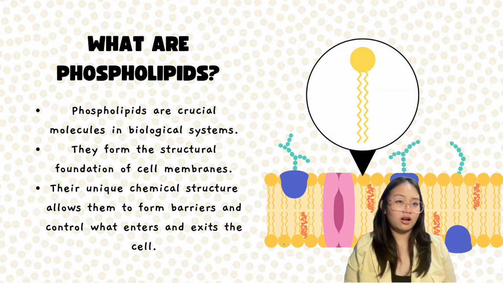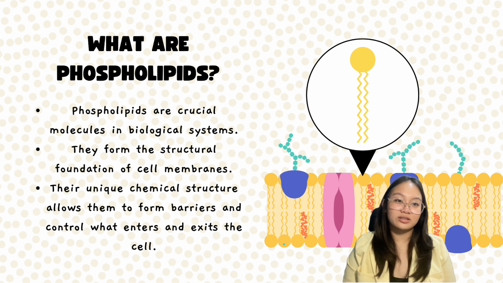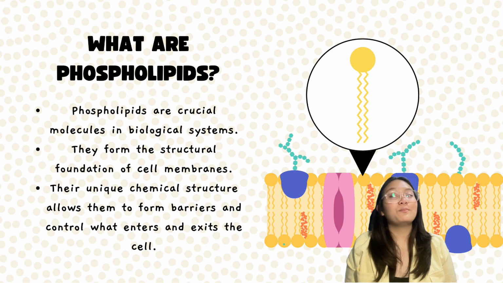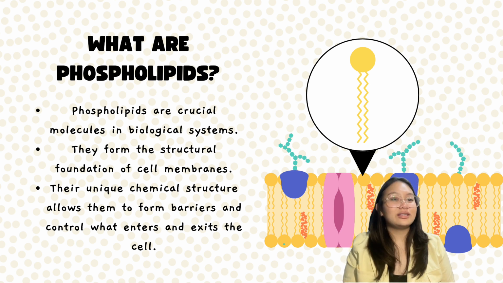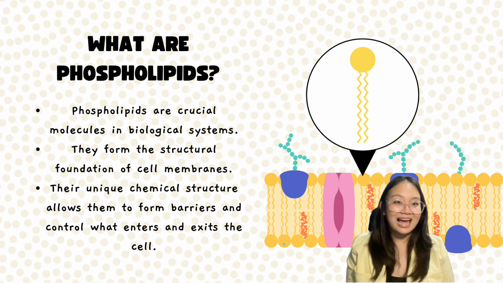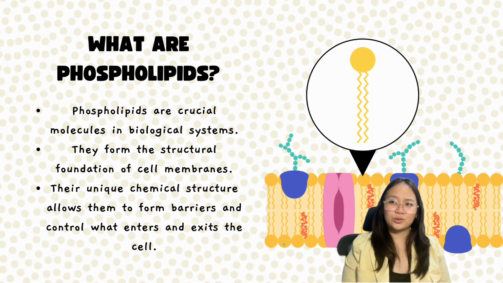Now let's start with the big picture. What are phospholipids? So phospholipids are crucial molecules in biological systems. Their main job, they form the structural foundation of cell membranes, which means they create the boundary between the cell and its environment. And thanks to their unique chemical structure, they form barriers and control what enters and exits the cell. So please refer to the diagram shown.